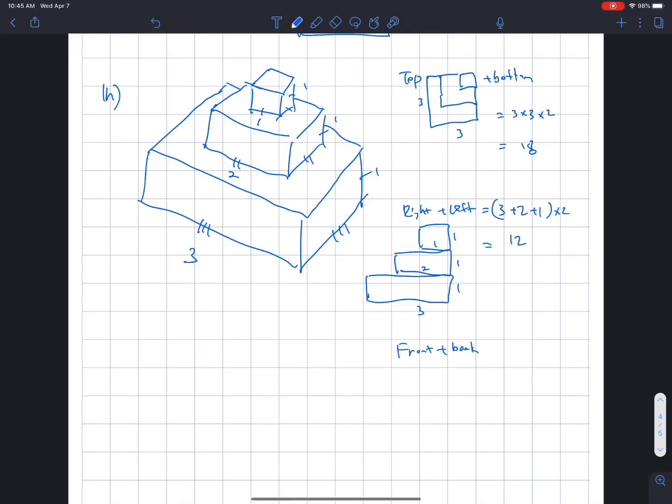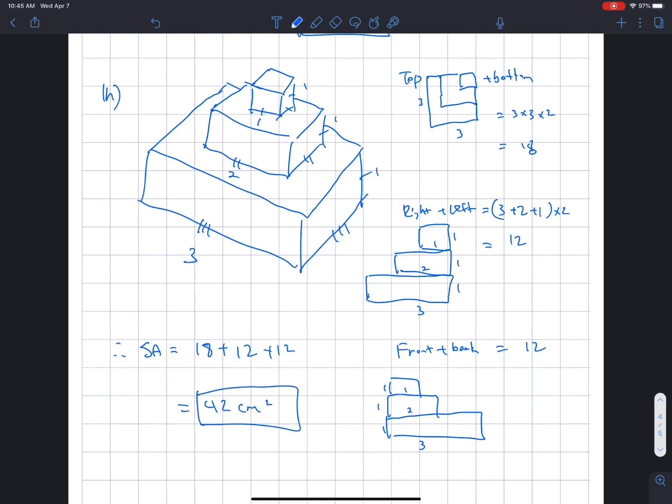Front and back is actually the same. 1 piece, 2 pieces, and 3 pieces. 3 by 1, 2 by 1, 1 by 1. So it will also be 12. And our total surface area is going to be 18 plus 12 plus 12. Now you got 42 centimeters squared. Okay, technical question 1. I will see you in question 2.